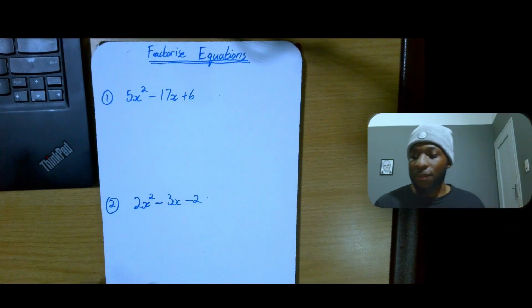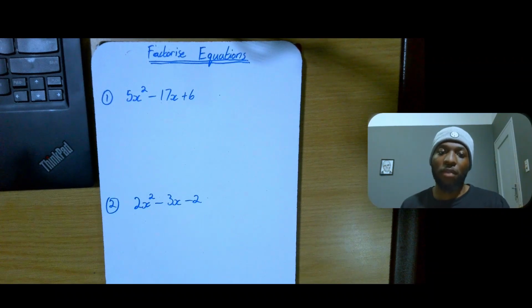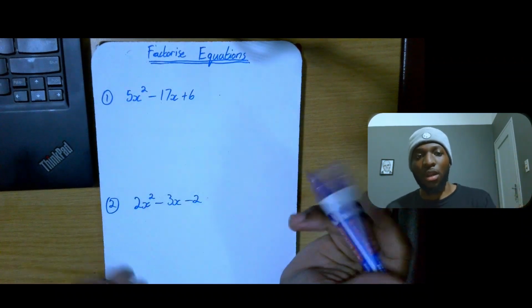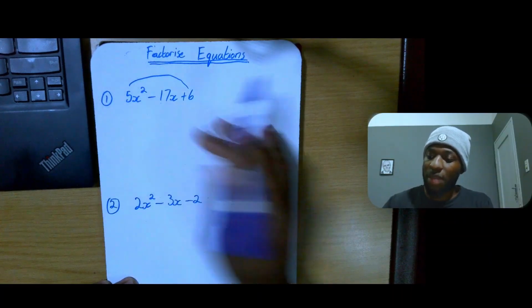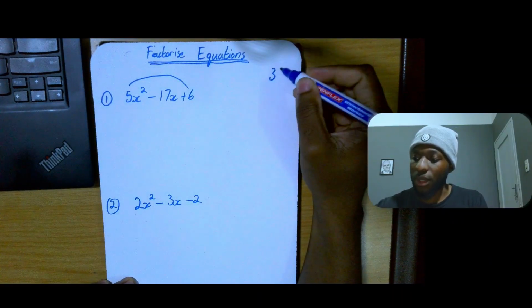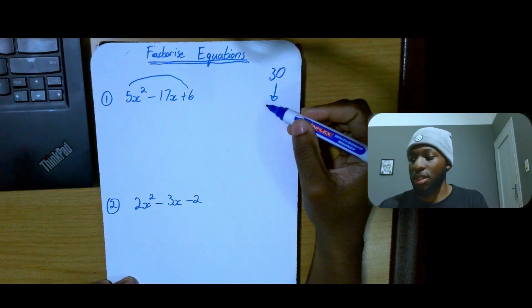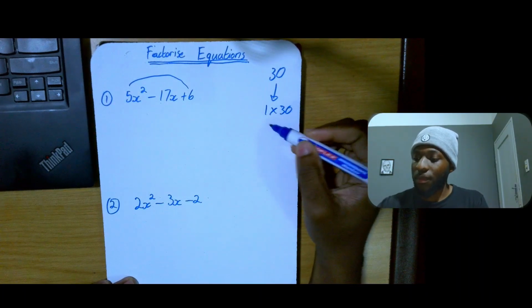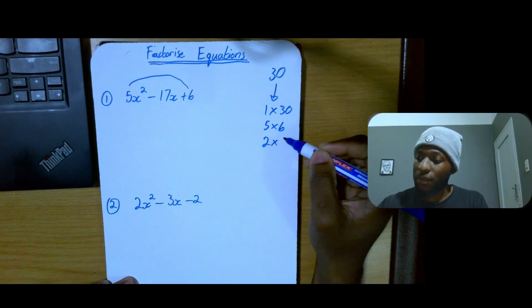Now we have to factorize equations, and there are many ways to do it, but here is my favorite. This works no matter what you are given. We'll start by multiplying these two. So 5 times 6 gives us 30. Then the next step will be to list out the factors of 30. So we know the factors of 30 are 1 and 30, 5 and 6, and finally 2 and 15.